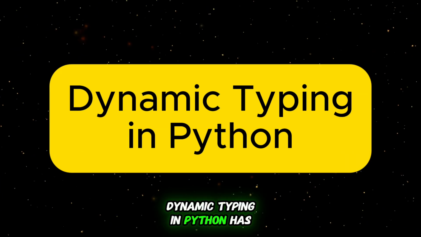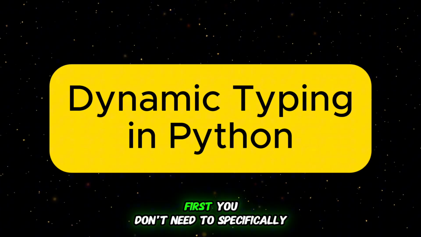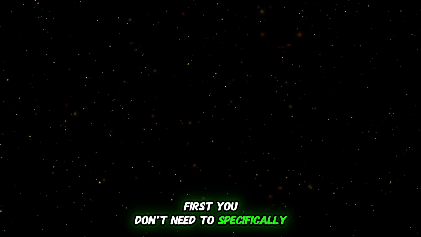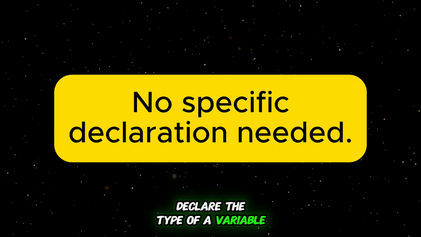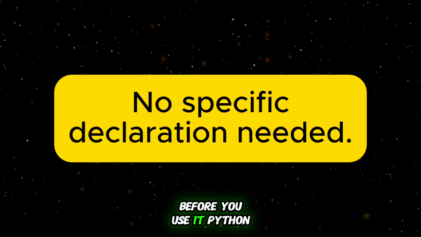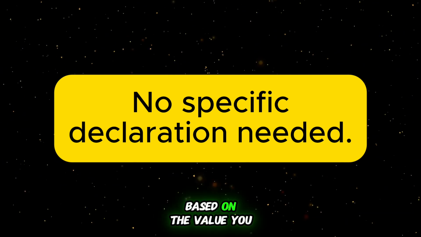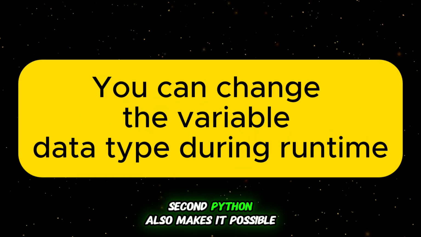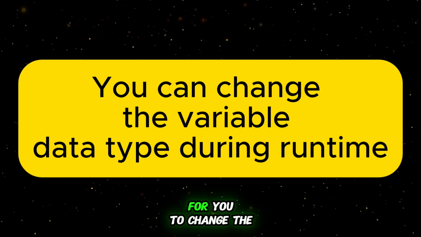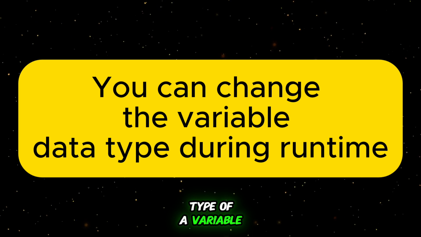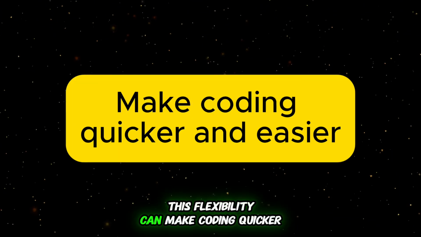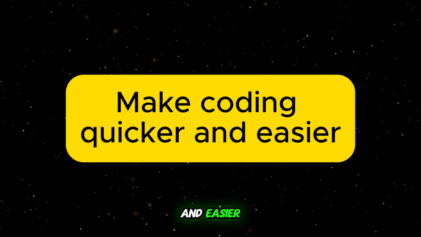Dynamic typing in Python has a few advantages. First, you don't need to specifically declare the type of a variable before you use it. Python automatically determines the variable type based on the value you assign to the variable. Second, Python also makes it possible for you to change the type of a variable during program execution. This flexibility can make coding quicker and easier.